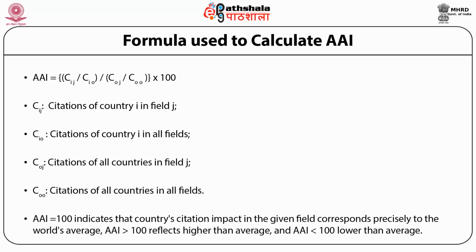AAI equal to 100 indicates that the country's citation impact in the given field corresponds precisely to the world average. AAI greater than 100 reflects higher than average, and AAI less than 100 lower than average.